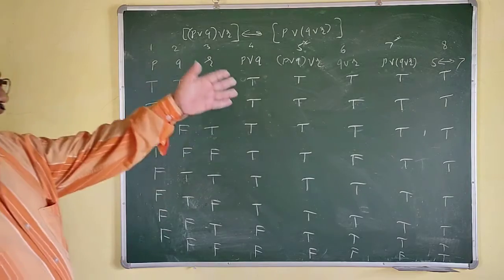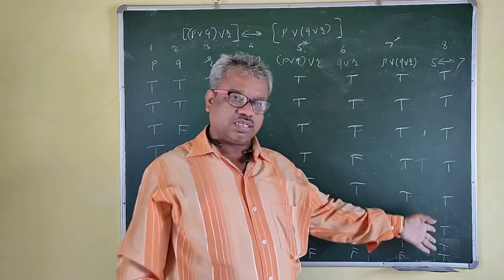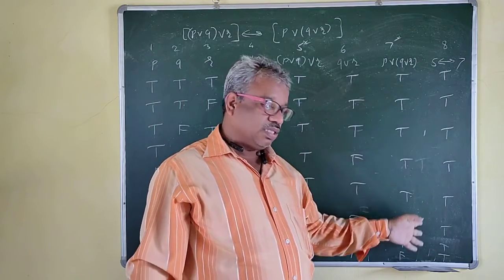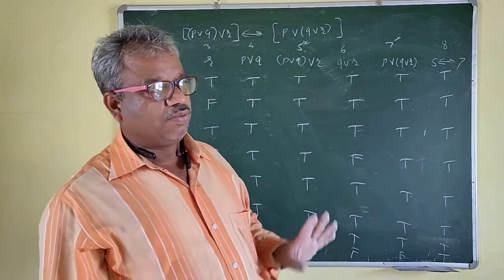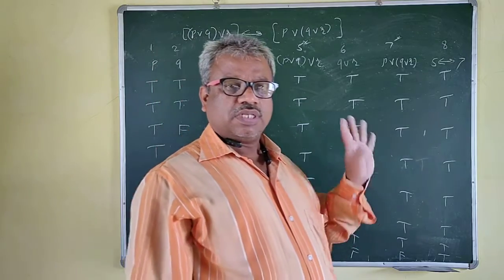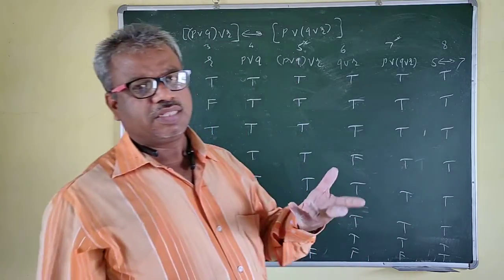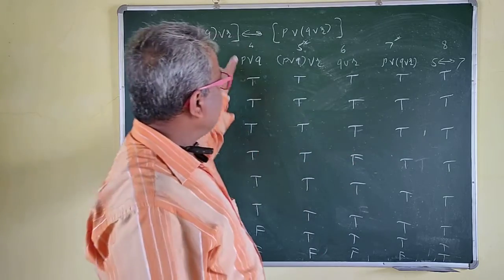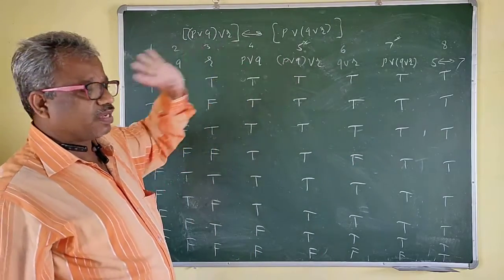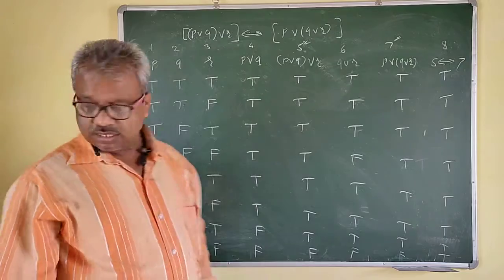So now here all the entries in the last column of the truth table are T. Therefore, the given proposition, or given statement pattern (a statement pattern is nothing but the proposition), is a tautology, right?